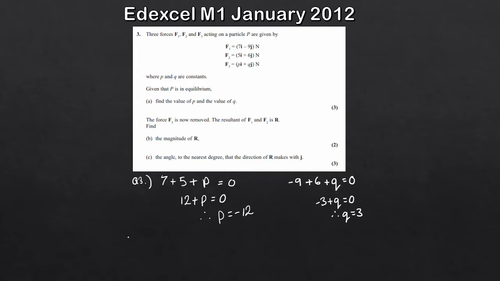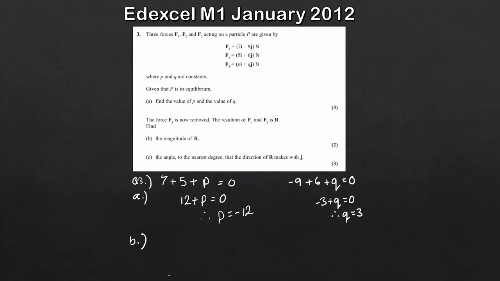Now for part B, that was part A. For part B, we're told that the force F3 is now removed, and the resultant of F1 and F2 is R. We're asked to work out the magnitude of R. To work out the magnitude of R, first we obviously need R. So let's just work out R first.